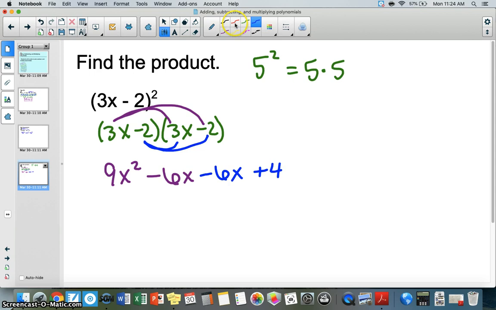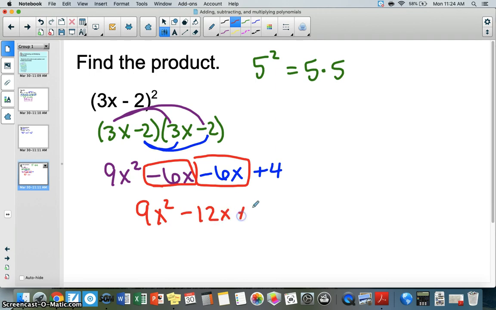Okay, and then last, we just need to combine our like terms. So I have my like terms right here, -6x and -6x. So I would do 9x squared, -6x minus 6x is -12x, and then bring down the +4. And this is in standard form, so there is my answer.